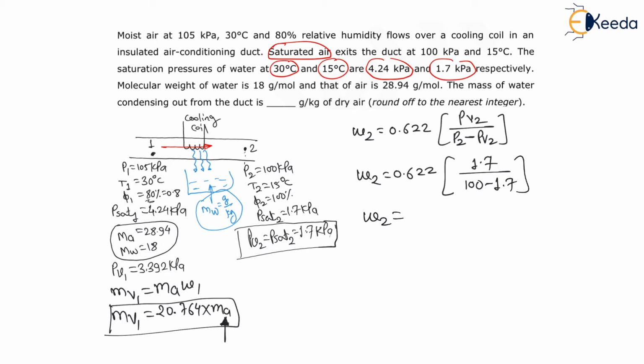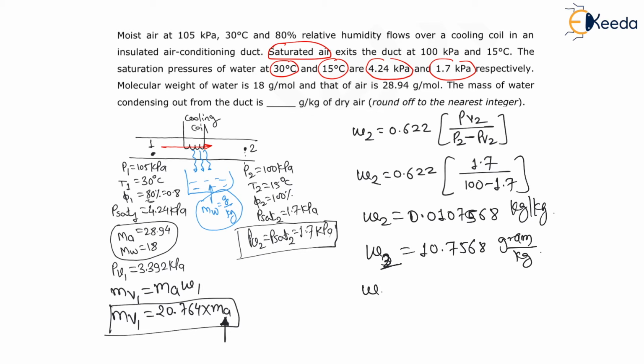So if I simplify this, the specific humidity at 2 I will get equal to 0.0107568 kg per kg. Now if I want to convert into gram per kg, this specific humidity 2 will be equal to 10.7568 gram per kg of dry air. And this specific humidity 2 is nothing but mass of vapor 2 divided by mass of air. Therefore, mass of vapor 2 is specific humidity 2, which is 10.7568 gram per kg, into mass of air, that is kg.